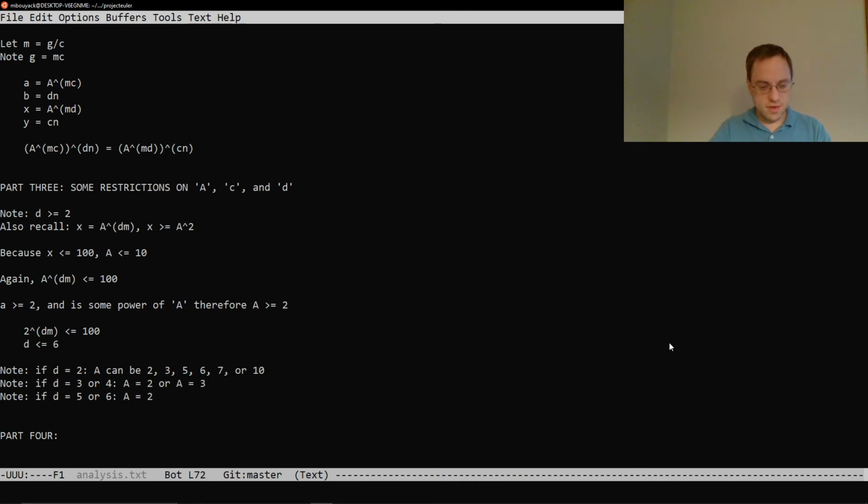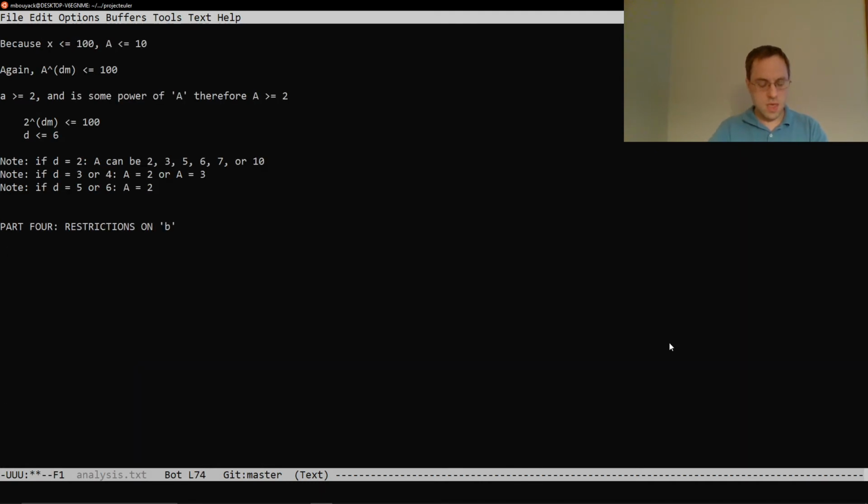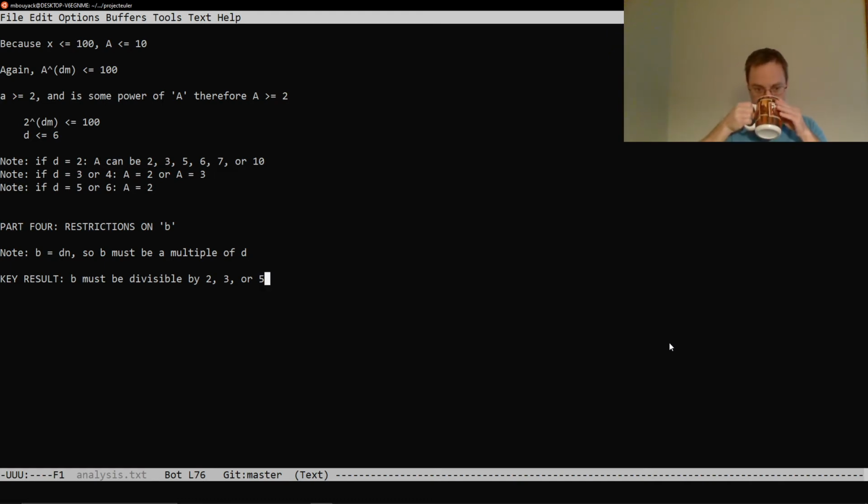So now we're going to take a look at some restrictions on the value of b. And so we'll note again that b is equal to dn, so b must be a multiple of d. But we know that d can only be 2, 3, 4, 5, or 6, and so in particular, key result: b must be divisible by 2, 3, or 5. Those are the only primes dividing those values of d, and so b must be divisible by 2, 3, or 5.